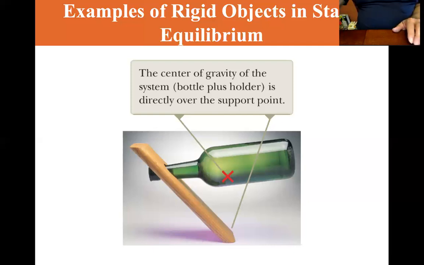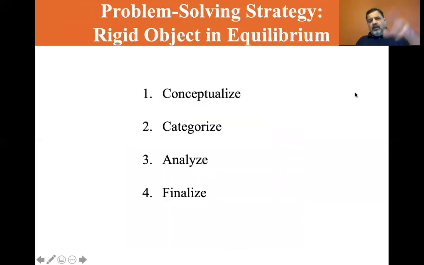And so they go through a whole bunch of exercises demonstrating the examples of rigid objects. They have a seesaw. They have someone standing on a horizontal beam, and they have other examples. I encourage you to go through those. And I'm going to go through their problem-solving strategies. Conceptualize, categorize, analyze, and finalize.